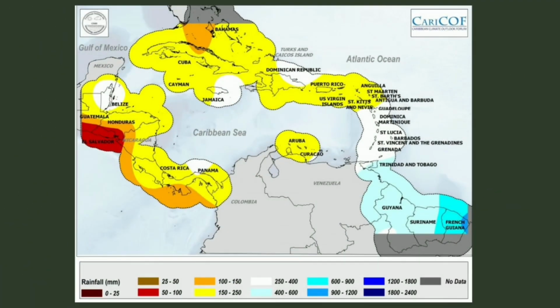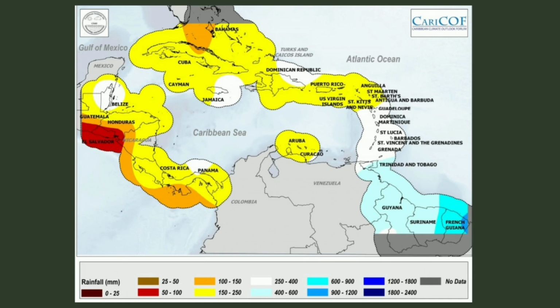So, here in the map we can see the data of rainfall of the Caribbean islands. So mostly in the Caribbean islands, the rainfall ranges from 150 to 250 millimeters, from Cuba, Cayman, Jamaica, Bahamas, Dominican Republic, Puerto Rico, and so on.